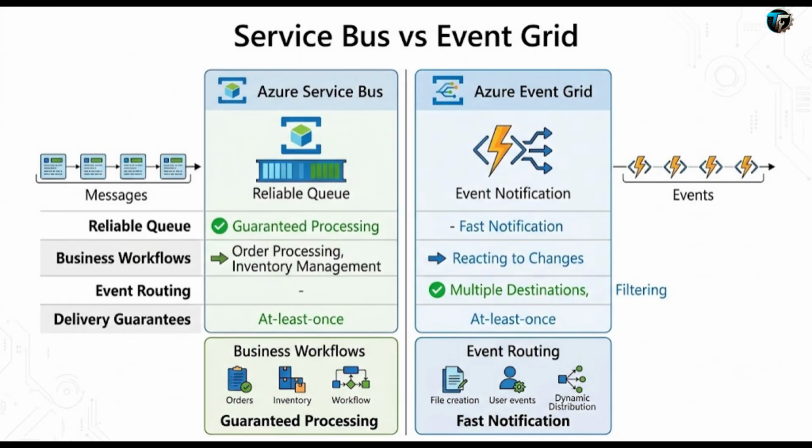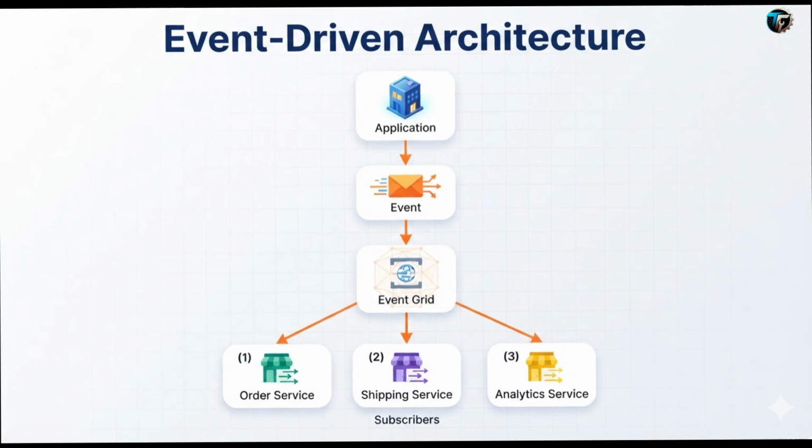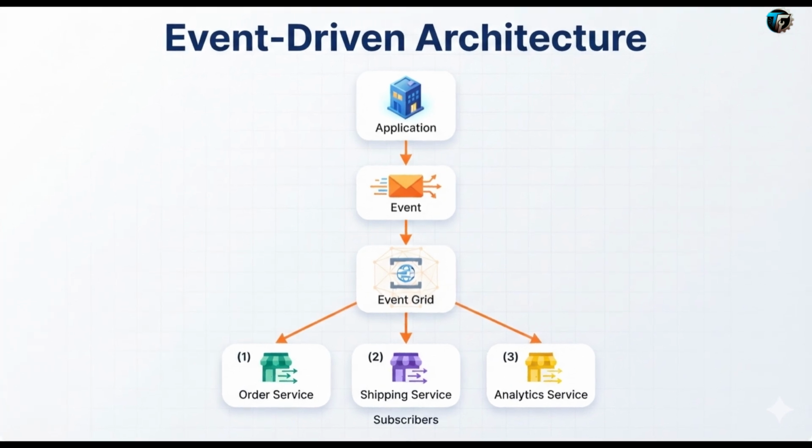Azure Service Bus is designed for reliable business messaging. Azure Event Grid is designed for fast event notifications. Understanding this difference is essential for every solution architect. Instead of applications calling each other directly, they simply publish events. Any interested application can subscribe and react independently.